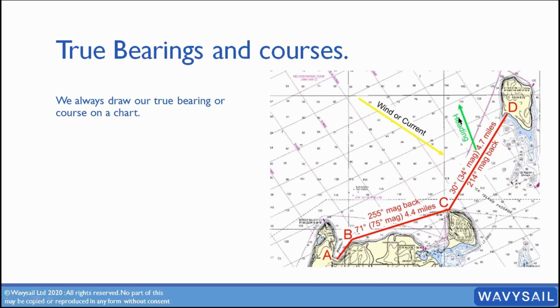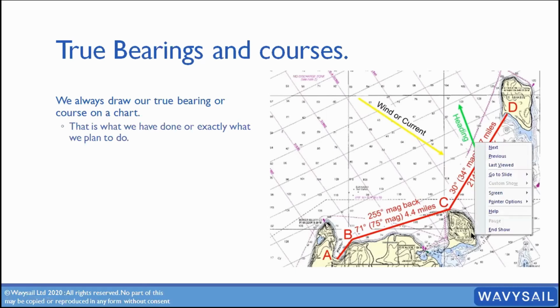So we've actually got a heading up there to go on that line. Lots of current pushing the boat that way. We've got to counteract it to go straight across. So that's your heading. That's your course over ground. Okay, so this is exactly what we have to plan to do. We want to go from there to there. How do we do it? What heading are we taking to get from A to B to C to D?